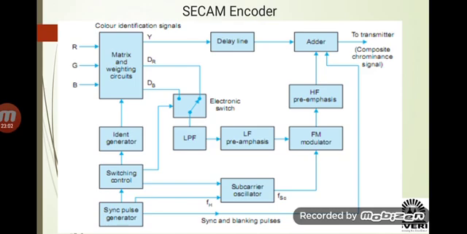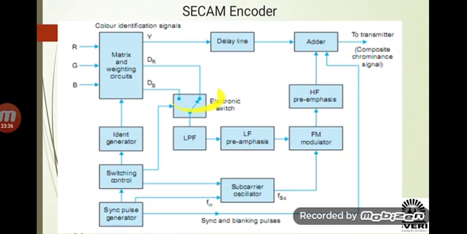So the solution given by SECAM is that it will transmit one signal on a single carrier at a time, and when the next line comes, on the next line it is going to transmit the next signal. In short, in SECAM, with the help of a matrix, from the signals R, G and B, it has generated three signals, that is Y, DR and DB. DR stands for the color difference signal for red and DB for the color difference signal for blue.